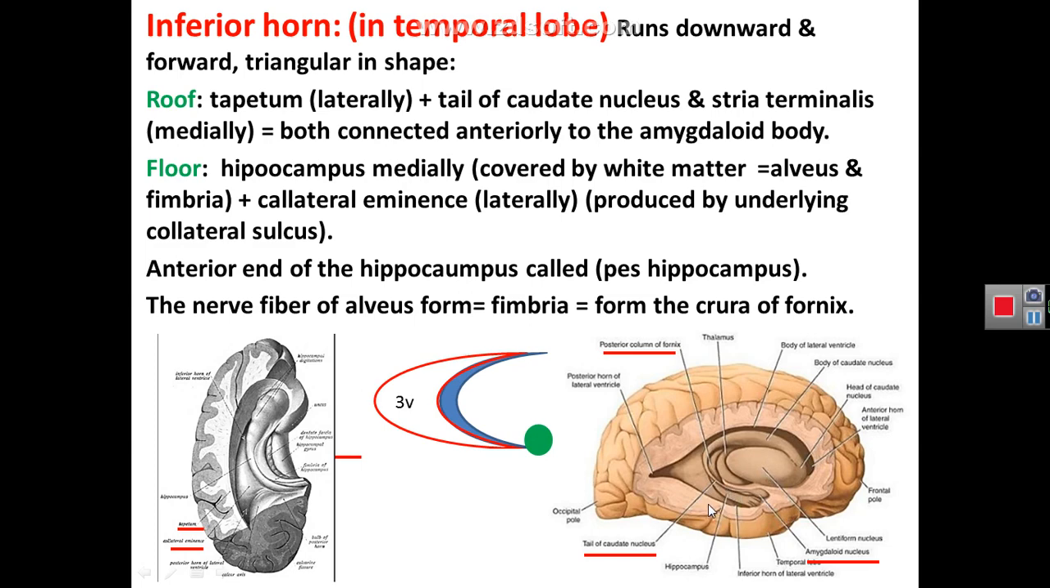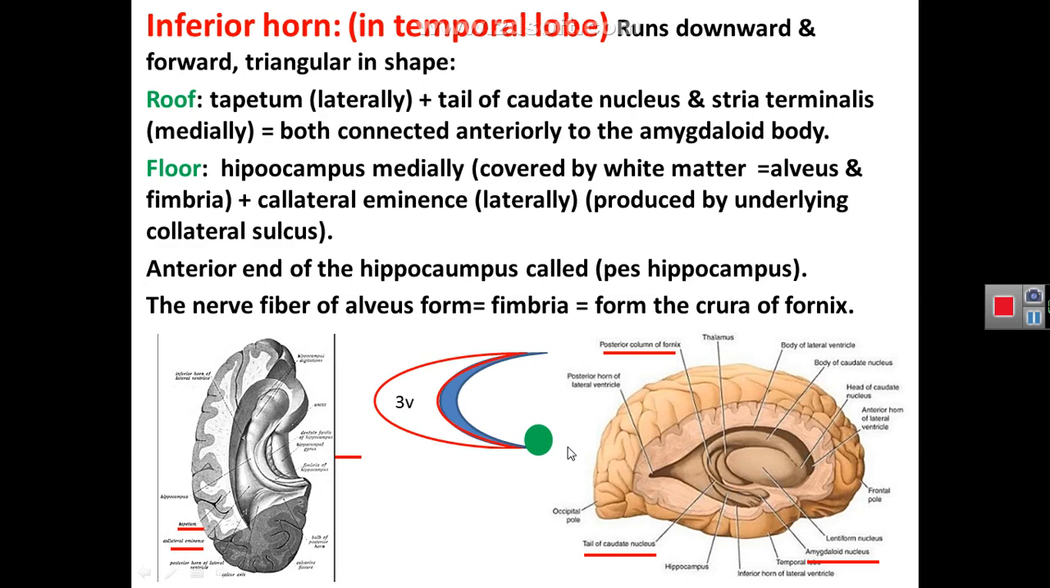The lateral part of the roof is formed by white matter of tapetum, which are horizontal fibers projecting from the body of corpus callosum. So, in summary, the roof is formed medially by the tail of caudate nucleus and stria terminalis, and laterally by the tapetum fibers.